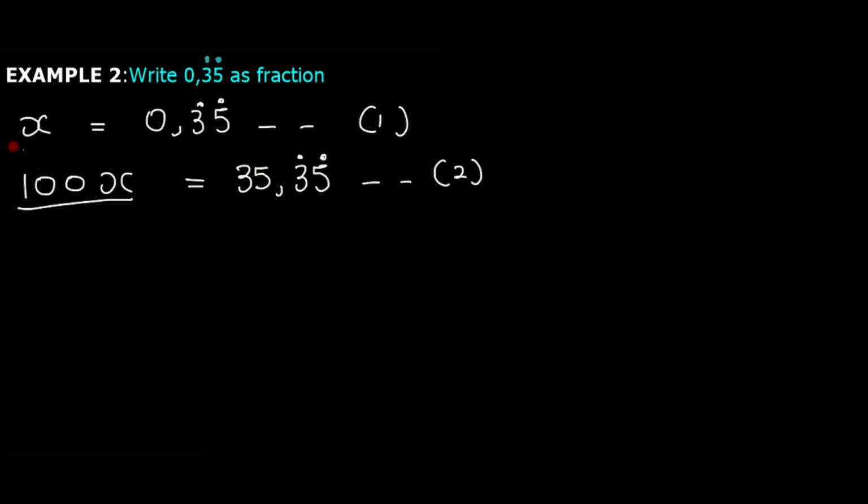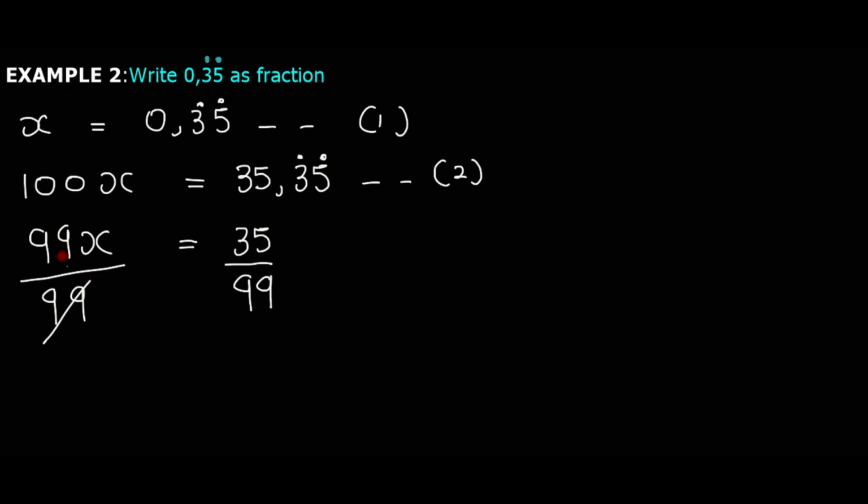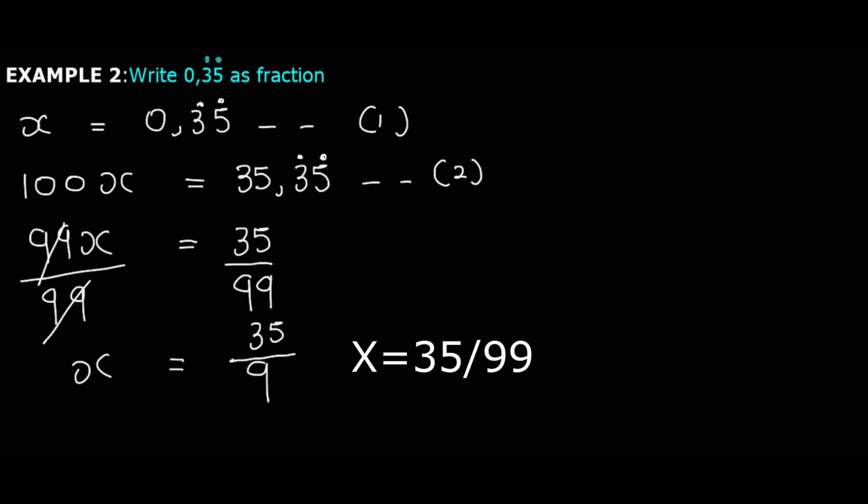And then from there we do equation 2 minus equation 1, so we have 100x minus x, and 100x minus x gives 99x, and then 35.35 recurring minus 0.35 recurring gives 35. And then the last step is to solve for x. So to solve for x we divide both sides by 99, and then 99 and 99 cancel, so this means x is equal to 35 divided by 99, and this is our final answer.